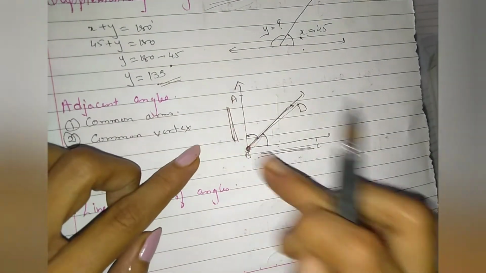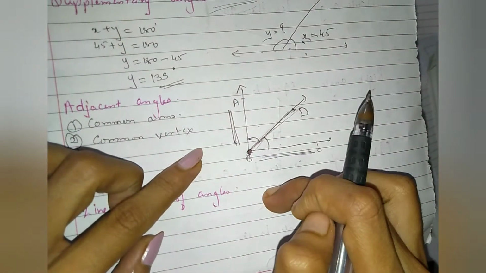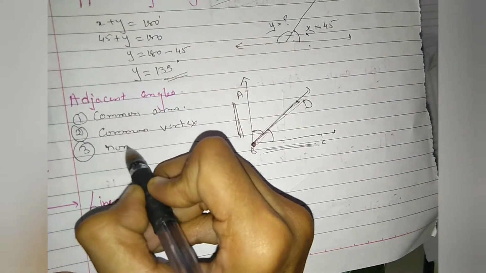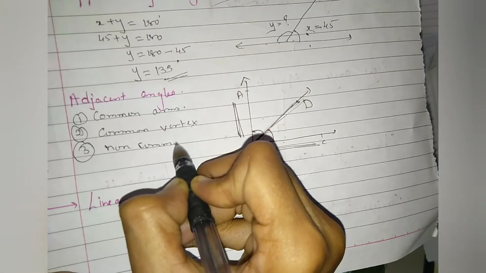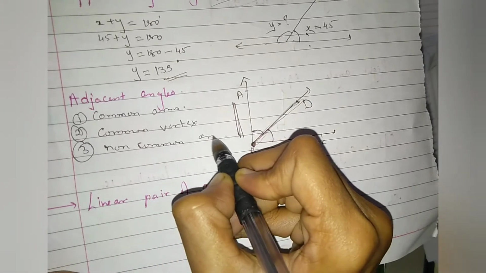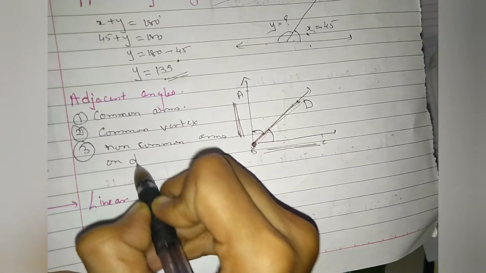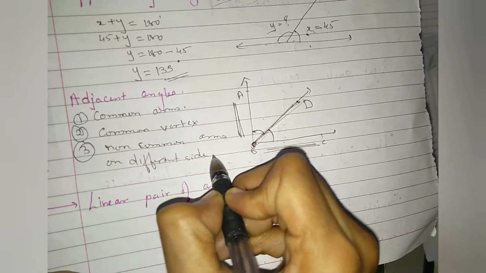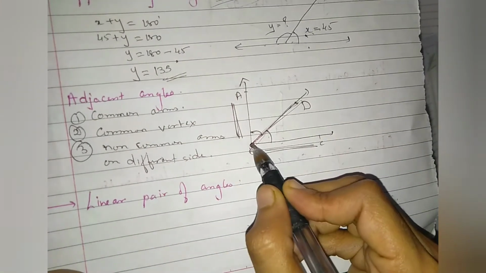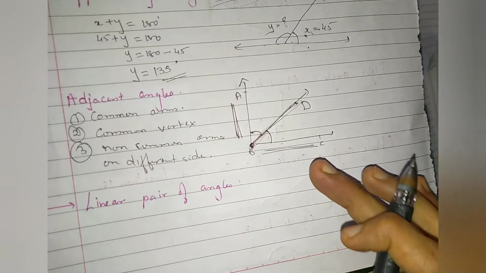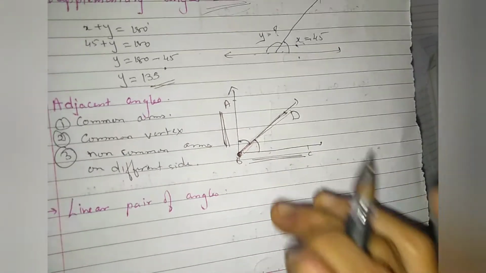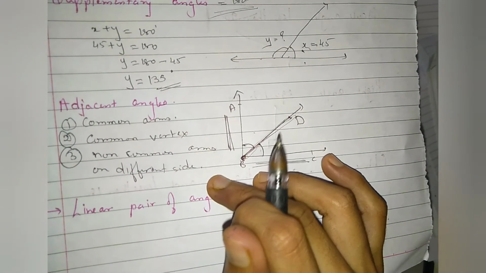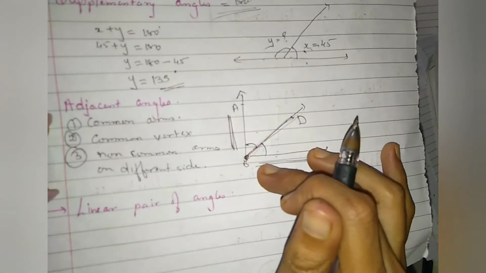Both non-common arms should be on different sides. So one common arm, one common vertex, and non-common arms on different sides. If these three conditions are satisfied, then we can say this is an adjacent angle.